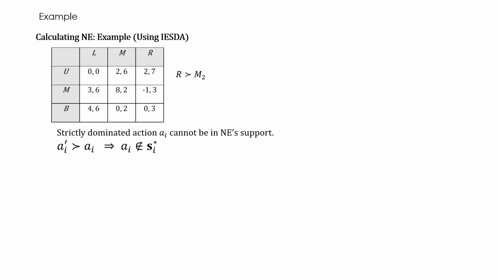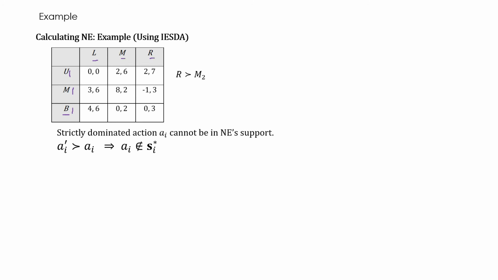We also know that we can remove strictly dominated actions without affecting the Nash equilibrium. So let's look at this one. Agent 1, the row agent's actions are up, middle, and down. Sorry, I have a B here. It should be a D. And agent 2, the column agent's actions are left, middle, and right.